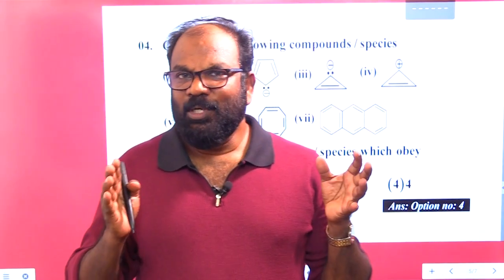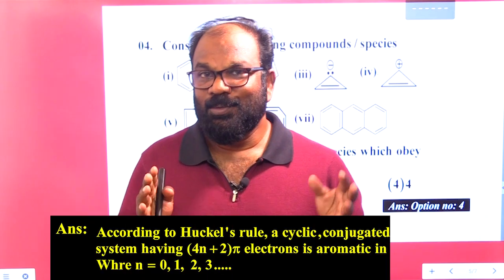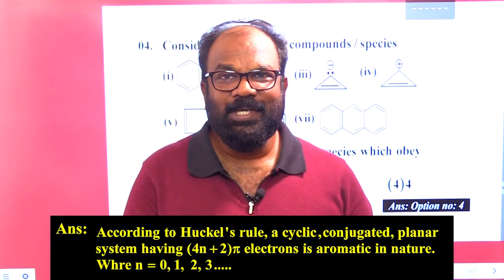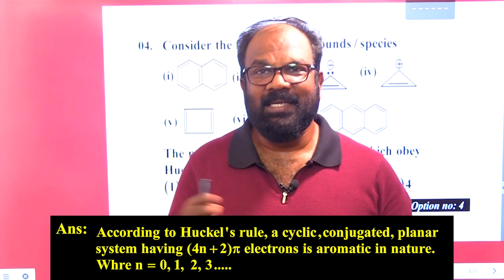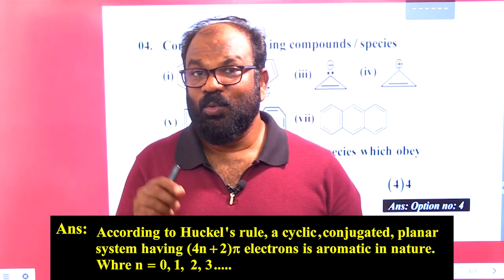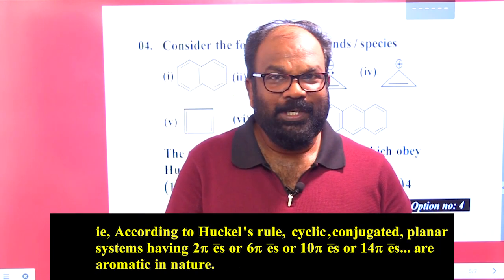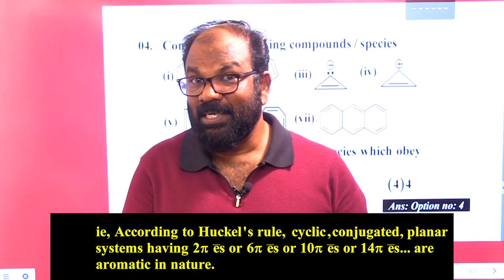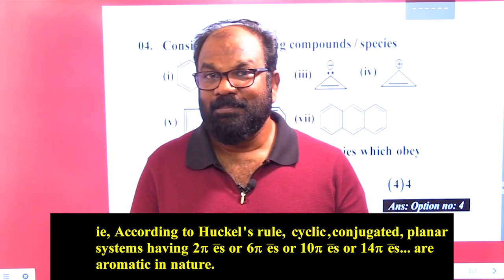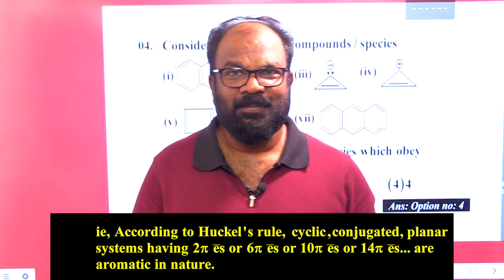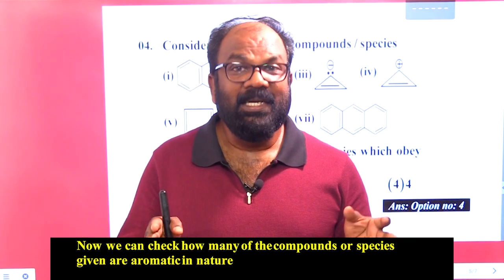Listen, in this video we have already discussed Huckel's rule in a previous question. According to this rule, a cyclic conjugated planar system having 4n plus 2 pi electrons is aromatic in nature, where n is equal to 0, 1, 2, 3, etc. That means a cyclic conjugated planar system having 2 pi electrons or 6 pi electrons or 10 pi electrons or 14 pi electrons is aromatic in nature. Now we can check how many of the compounds or species given are aromatic in nature.